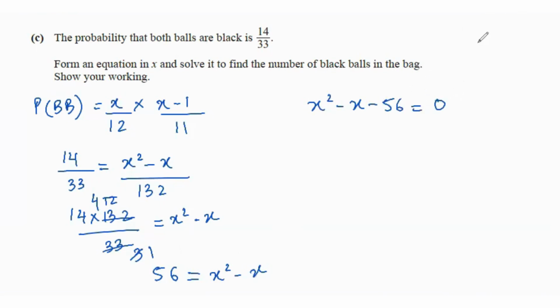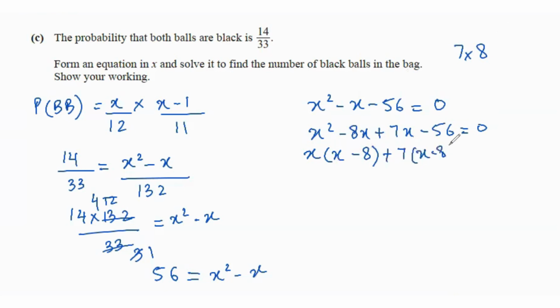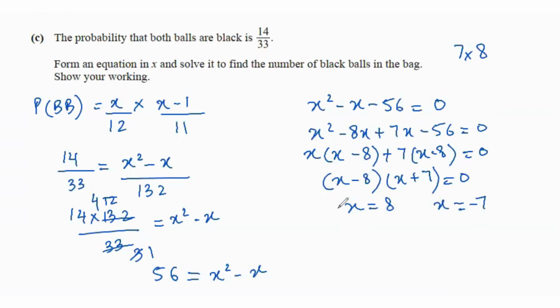So 56 has the factors of 7 times 8. So x squared minus 8x plus 7x minus 56 equal to 0. Factorize the equation by grouping. So x times x minus 8 plus 7 times x minus 8. So x minus 8 times x plus 7. x equals 8 and x equals negative 7. Since x cannot be a negative number, x equals 8 is our answer.